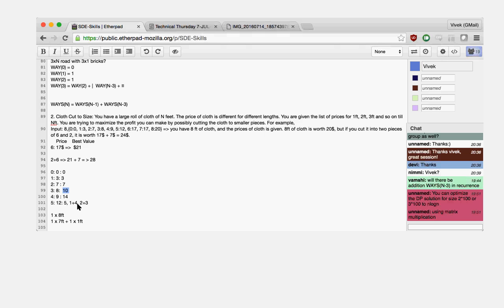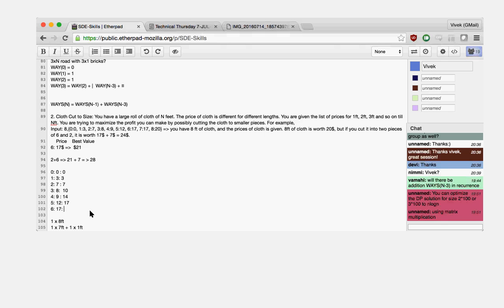So you just have to check 1 plus 4 and 2 plus 3. 1 plus 4 in terms of best value is 17. And 2 plus 3 in terms of best value is 17 as well. And the price for it as is 12. So the best value is 17. Okay. For 6, if you leave it as is, it's 17.